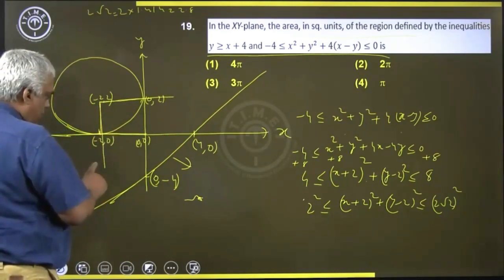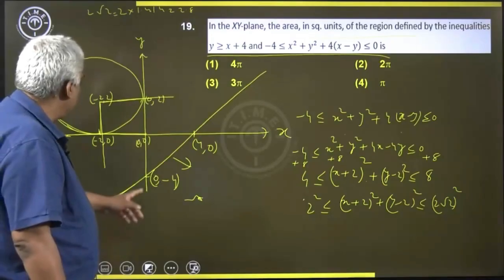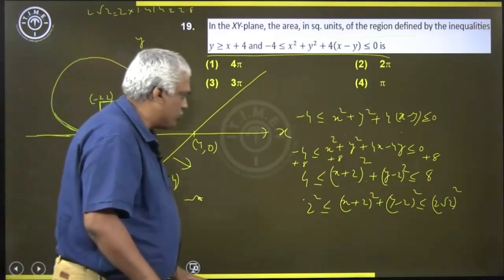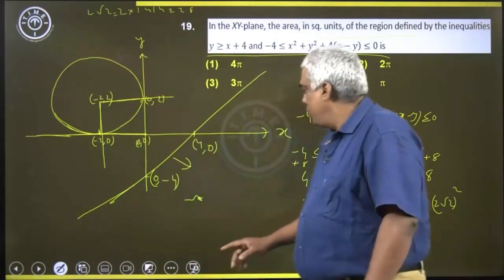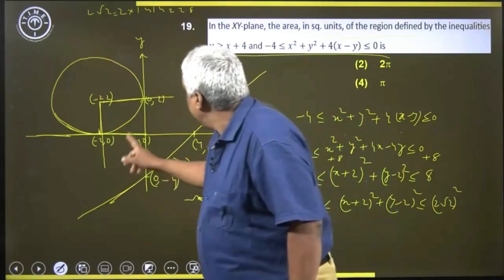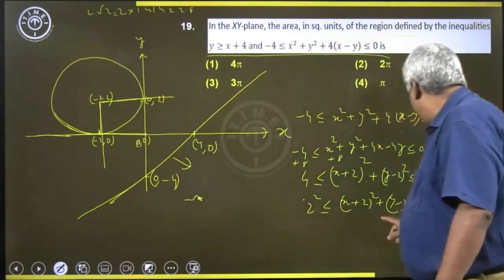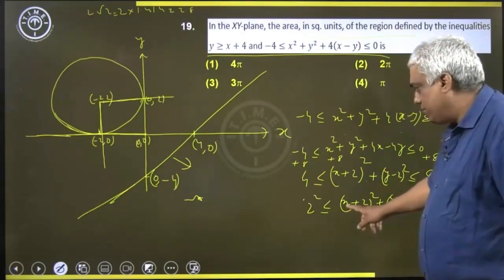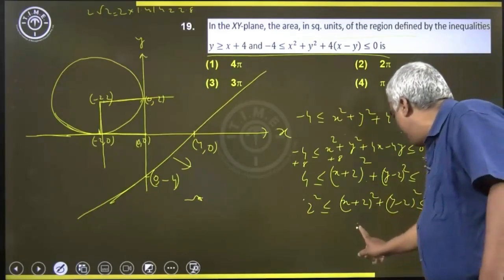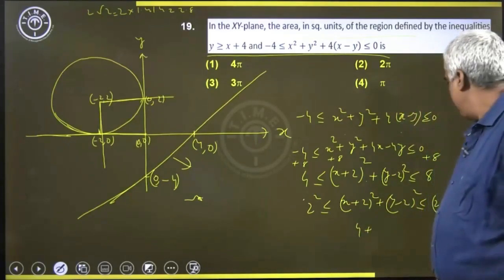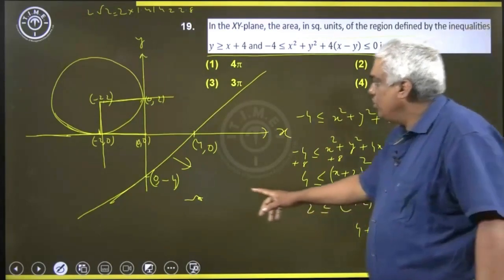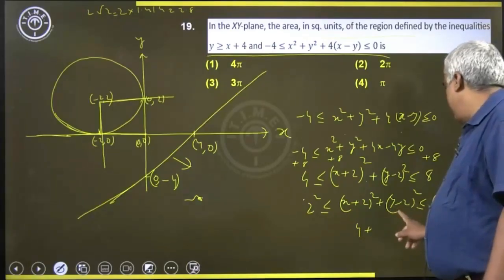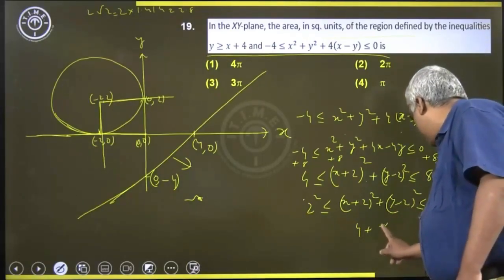Let us check whether this circle will pass through the point 0 comma minus 4 or not, right. If I put x as 0 here, 2 squared is 4, okay, and 0 comma minus 4, minus 4 minus 2 is minus 6, squared, okay.